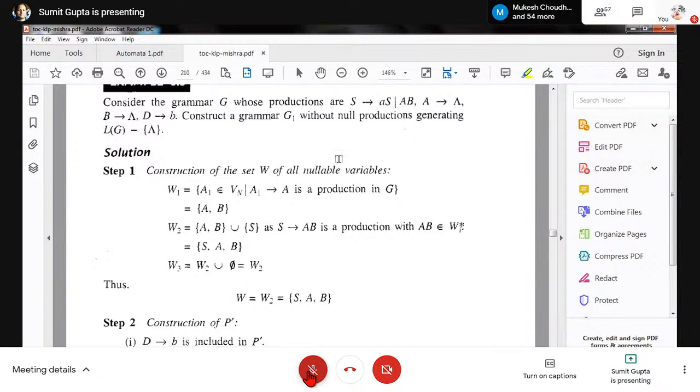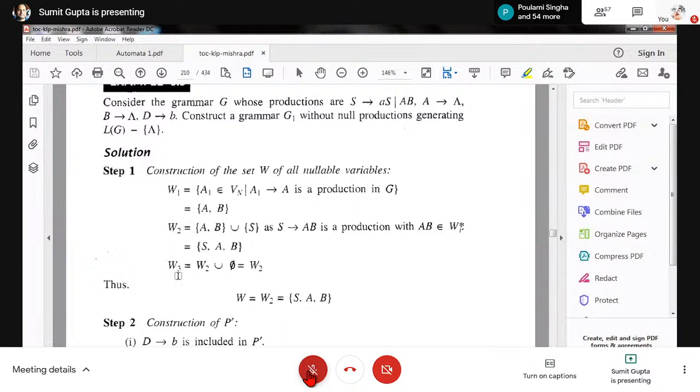Look, so A and B were there from the W1 state, and we are doing a union operation with S. Why S? Because S gives AB as a production, and AB ultimately would result in null state. So now we have S, A and B as part of W2.